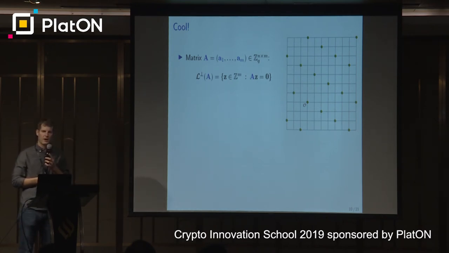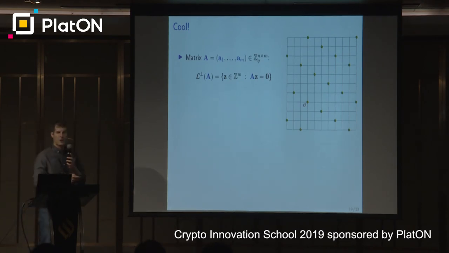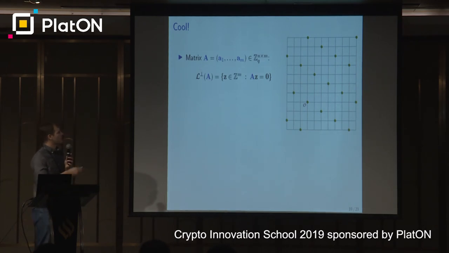It's easy to verify that this satisfies the requirements of a lattice. It is a subgroup of the m-dimensional integers. Zero is a solution. If z is a solution, then negative z is a solution. And if x and y are solutions, then x plus y is a solution. So this object here is actually a lattice in m dimensions, and it might look something like this. Without any restriction on the size of the solutions, you have this lattice.